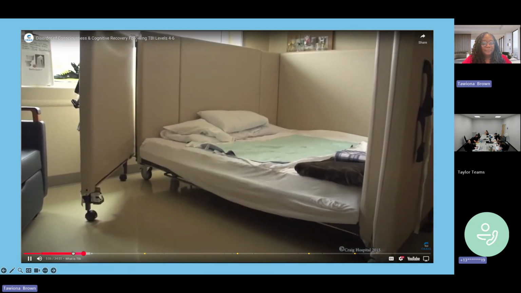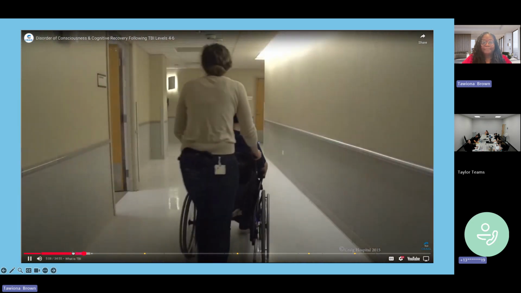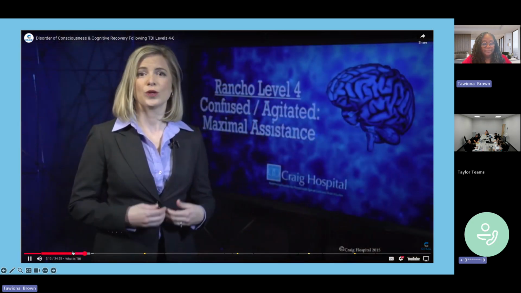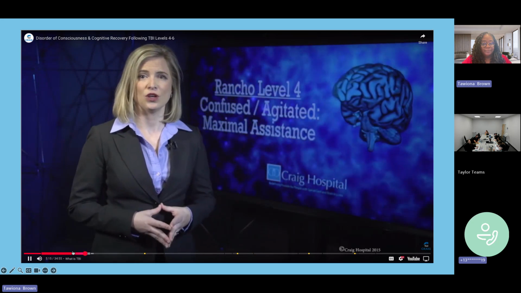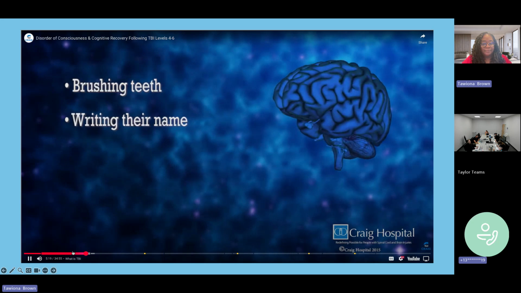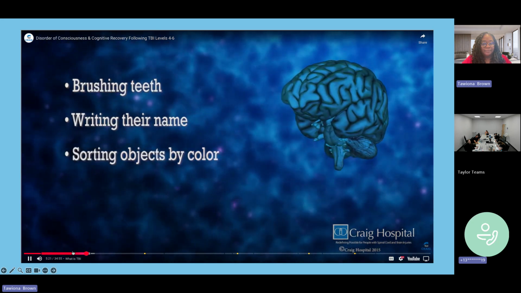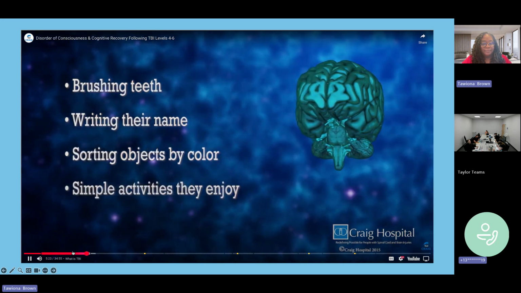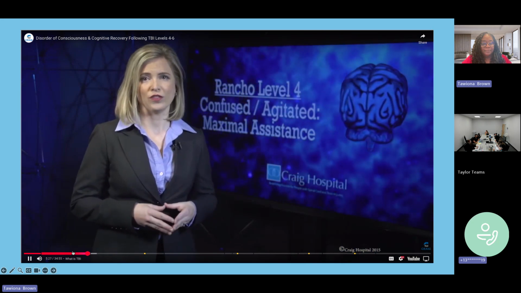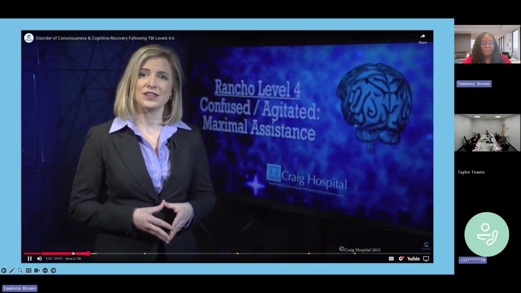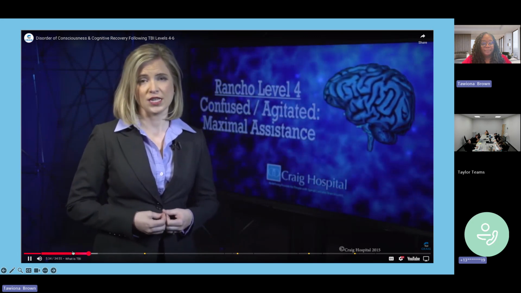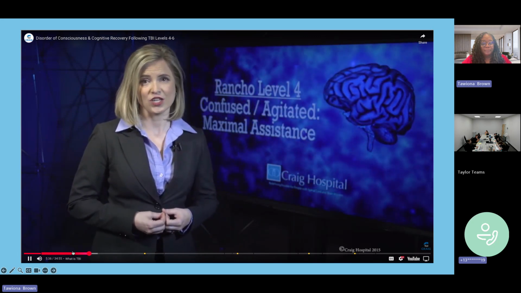This may include the use of a specialized bed or a one-on-one attendant for safety purposes. Goals are directed toward improving the ability to pay attention through the use of familiar tasks such as brushing teeth, writing their name, sorting objects by color, or by selecting simple activities they enjoy doing. Because the ability to pay attention is still the primary treatment goal at this time, it is best to keep activities simple and familiar rather than asking random or challenging questions. This will help in decreasing agitation.